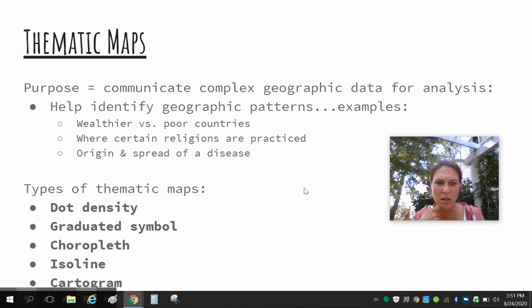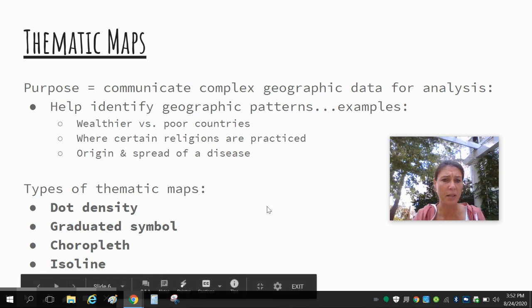We could look at where religions are practiced. Ironically, I think I might have mentioned this to you before, but COVID and the coronavirus outbreak has made geography incredibly relevant these days, particularly as we're talking about the origin and the spread. And there are maps online all the time showing how the virus is increasing and decreasing and where.